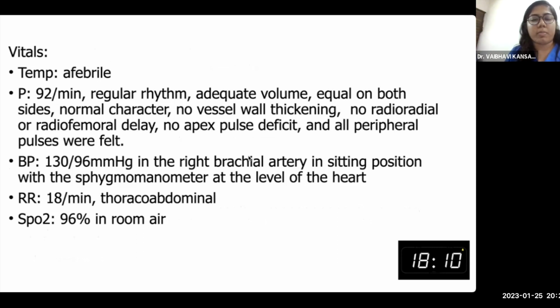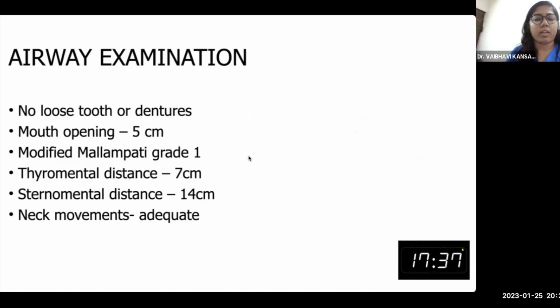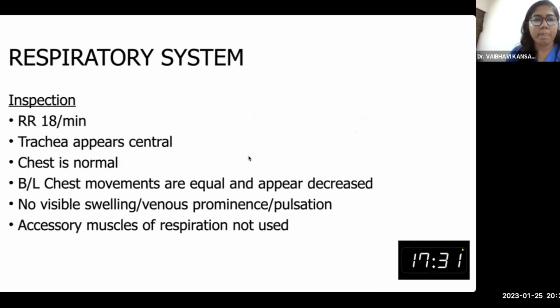Pulse was 92 per minute with a regular rhythm, adequate volume, equal on both sides, normal character, no vessel wall thickening, no radiofemoral delay, no apex pulse deficit, and all peripheral pulses were felt. BP was 130/96 mmHg in the right brachial artery in sitting position with the sphygmomanometer at the level of the heart, having 18 breaths per minute and thoraco-abdominal type of breathing with 96% SpO2 at room air. Airway examination was almost normal, patient having a normal airway.